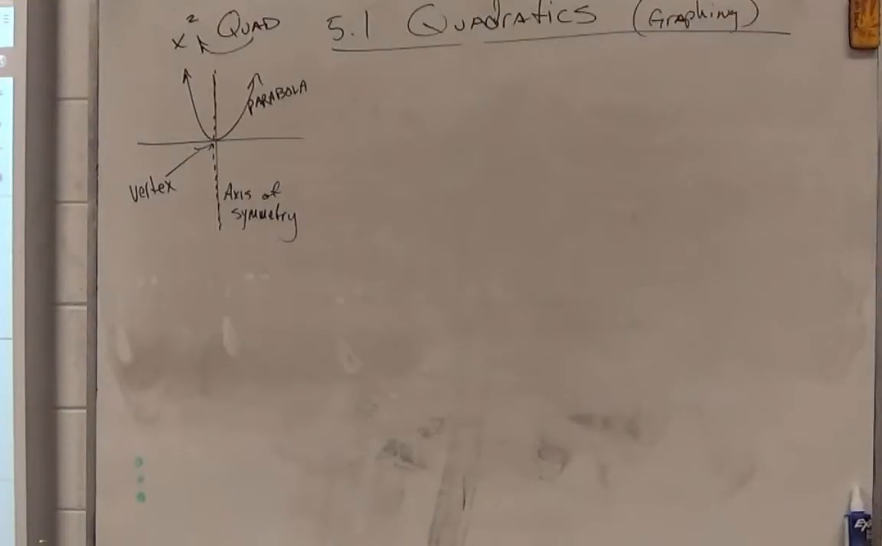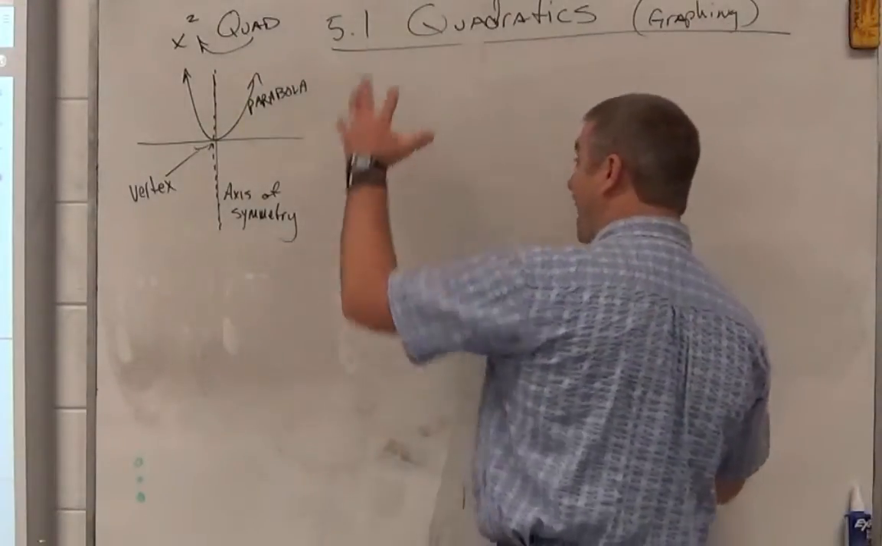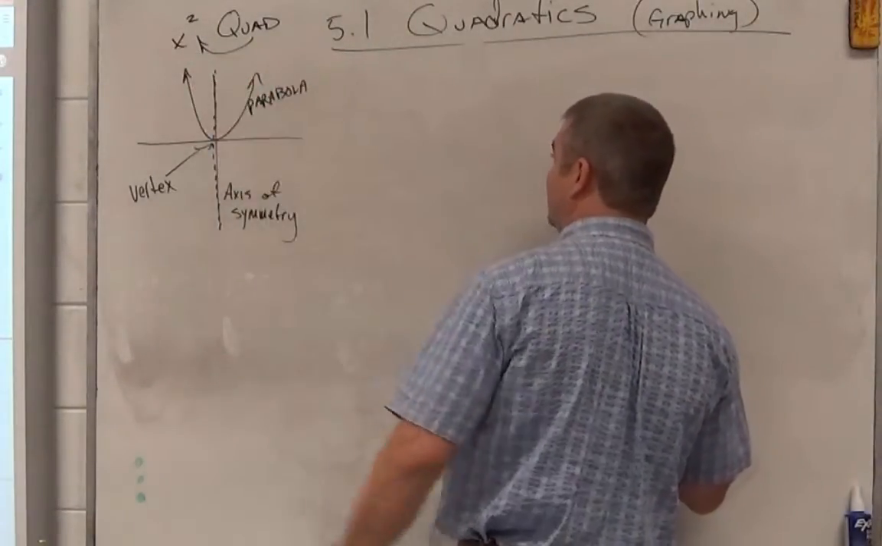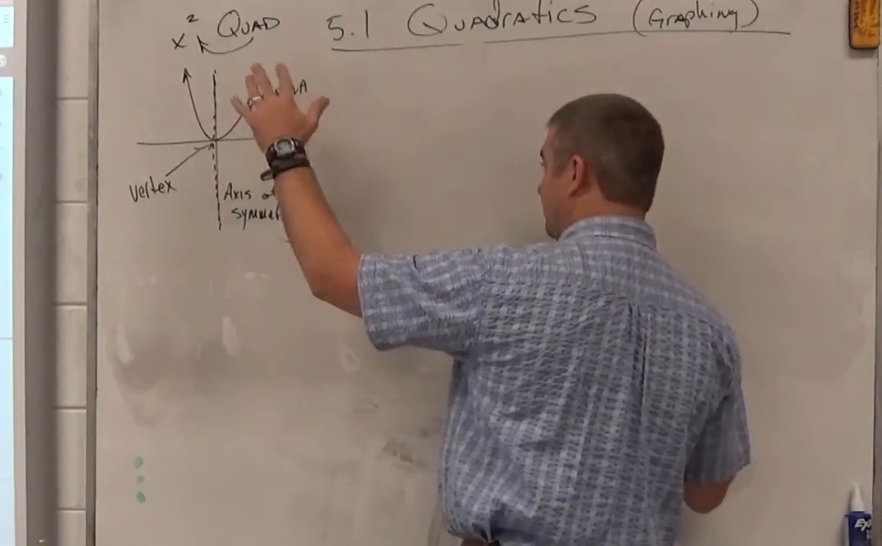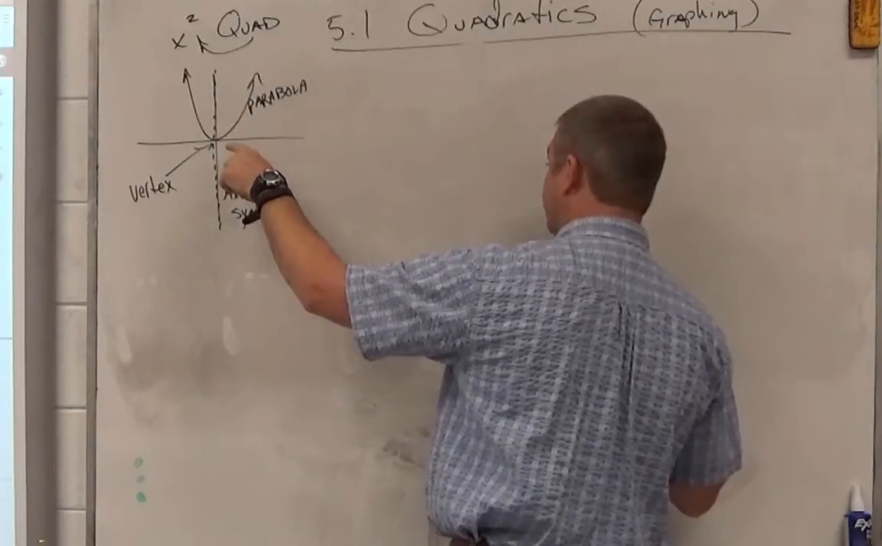All right, so we're talking about 5.1, graphing quadratics. We have different parts of a quadratic. The graph of a quadratic is called a parabola. It's spelled parabola, but we say parabola. Every parabola has a vertex.